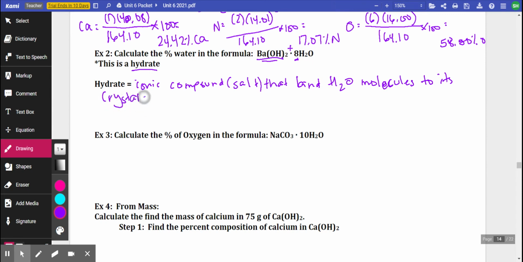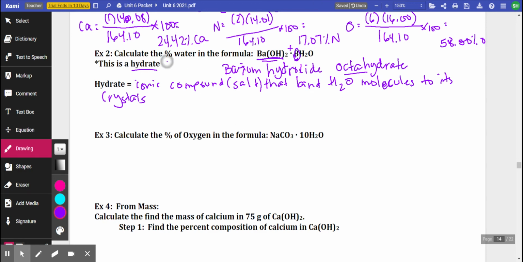Okay, now naming these, not much different. You're going to name the ionic compound. So this is barium hydroxide. And then you're going to name the hydrate. So you have an 8 here, so that's octa. And then you'll just write hydrate. So to name a hydrate, you're going to name the ionic compound, then you're going to use a prefix for the number of waters, and then write the word hydrate.